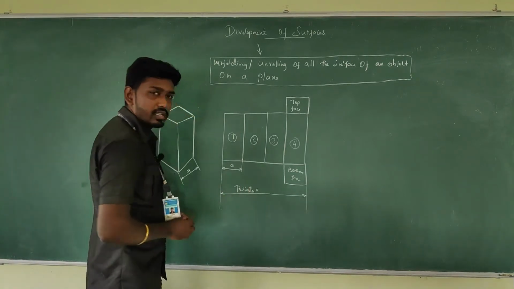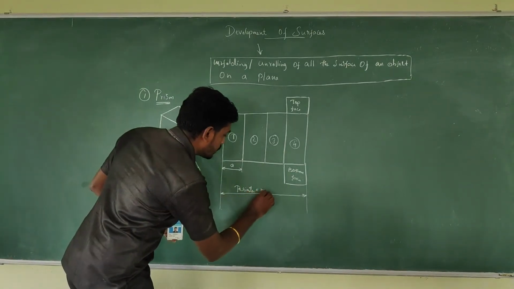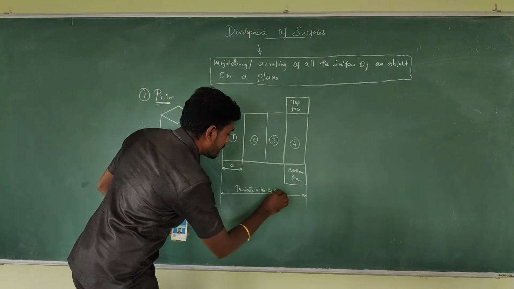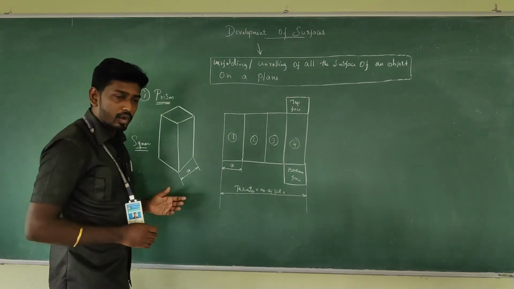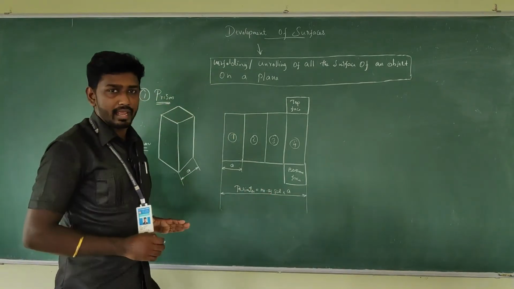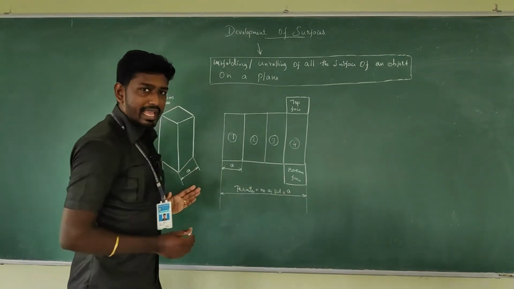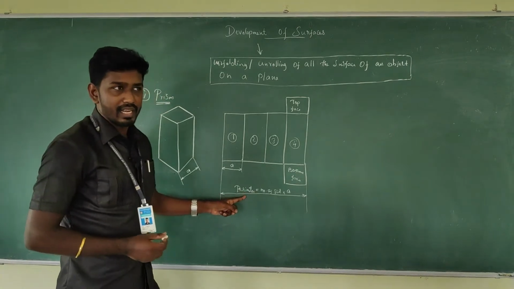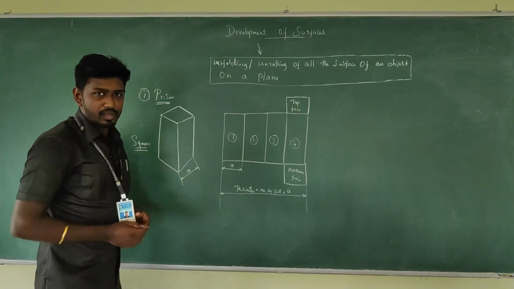Perimeter in the sense what? Number of sides into the distance of a side, number of sides into A. So if you take the entire length, it gives the perimeter length for any prism.